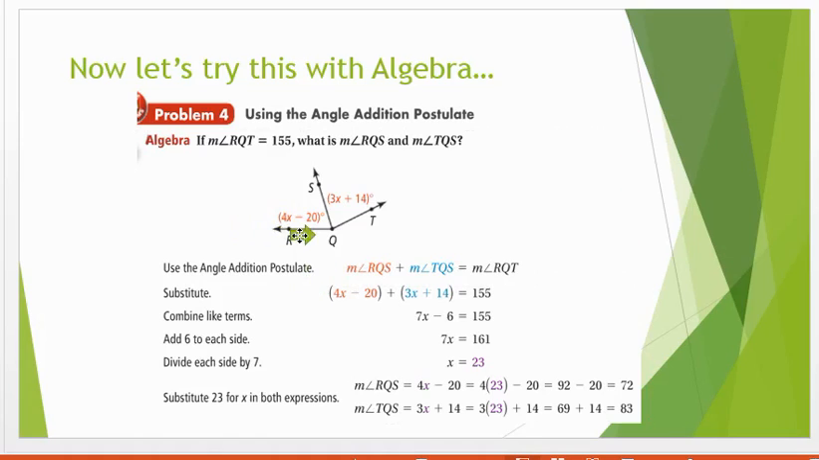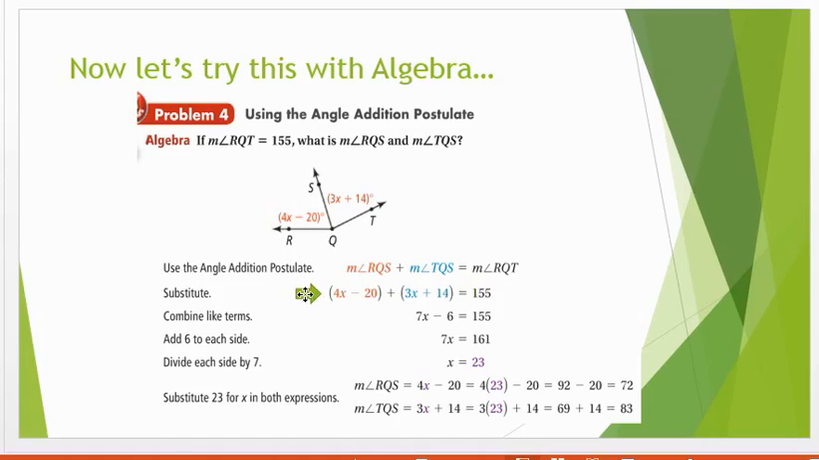So I'm going to add my two interior angles and set them equal to that 155 degrees. So RQS is given the expression 4x minus 20, so I am going to substitute that. I am going to add that to the value given for TQS, which is the expression 3x plus 14, and set that equal to 155 degrees.